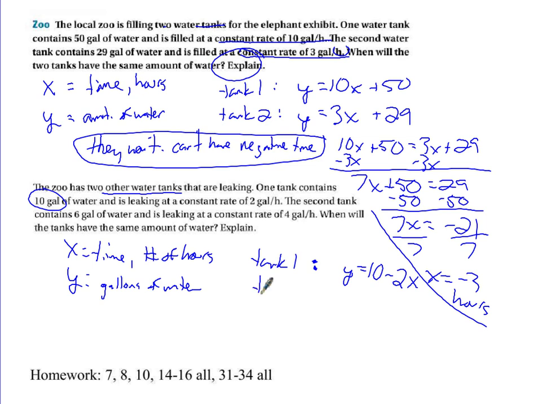Now we need tank 2. What's it going to be? Y equals the amount of water in tank 2 equals 6 because we started with 6 gallons of water, and minus because we're losing 4 gallons per hour, so 4x there.